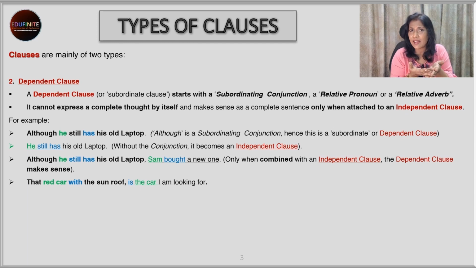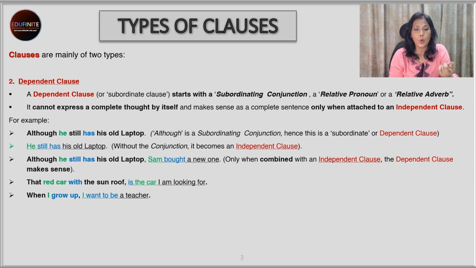She has to say something else, otherwise I cannot understand the meaning. So when I tell you again that the red car with the sunroof is the car I'm looking for, then the meaning becomes absolutely clear. So the dependent clause that's starting with that red car with a sunroof is attached to the independent clause, is the car I'm looking for, and it becomes a sentence.